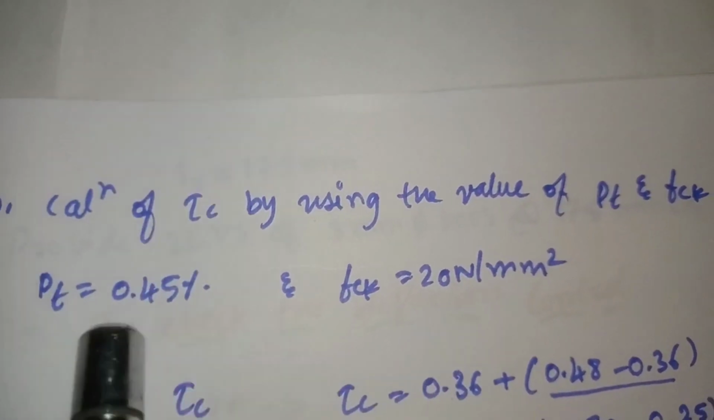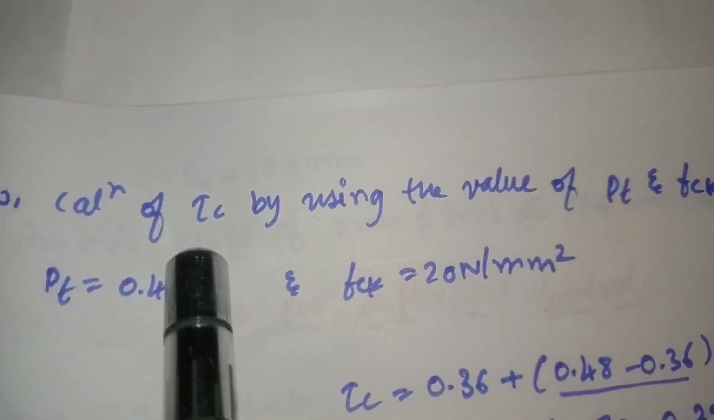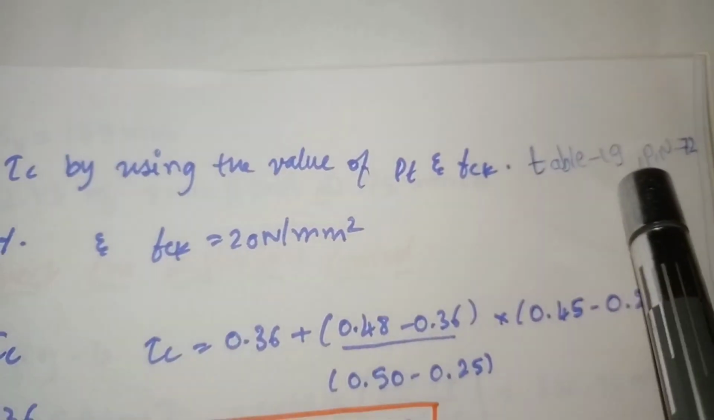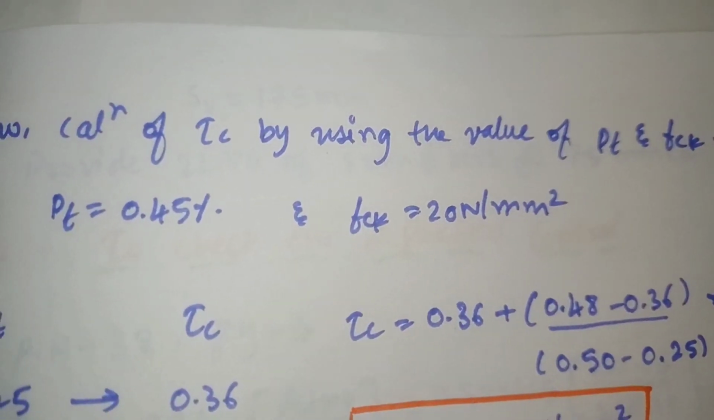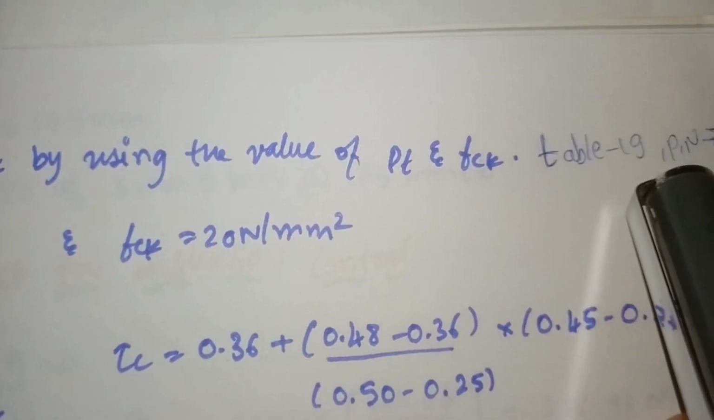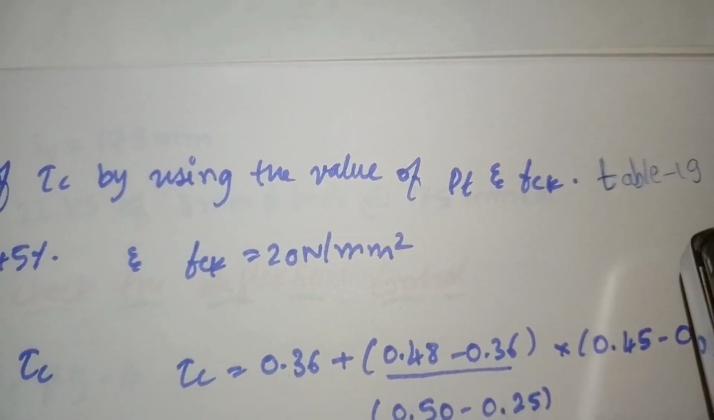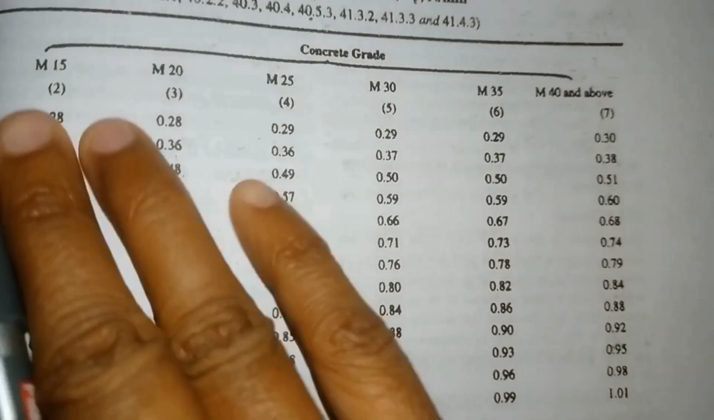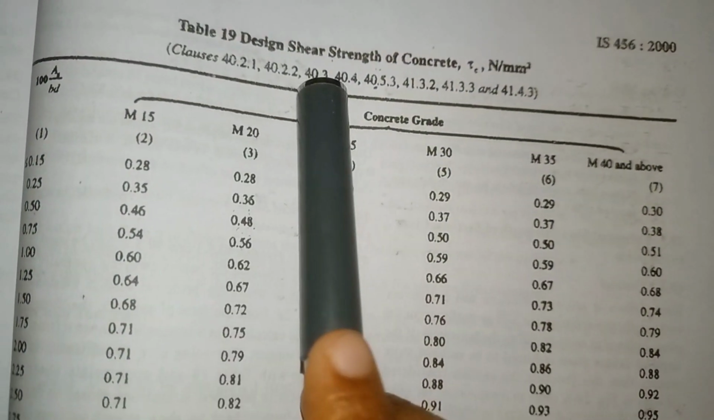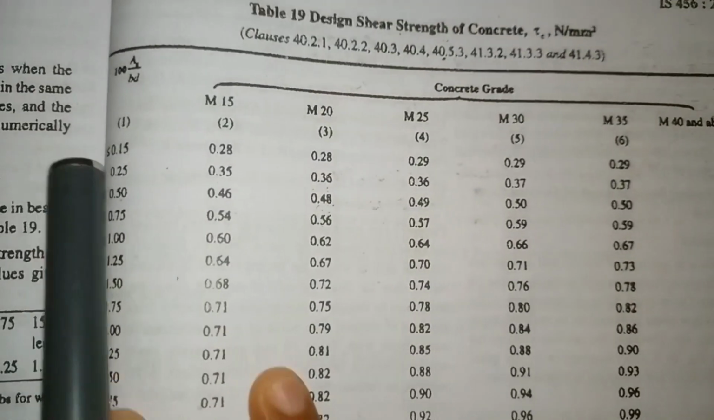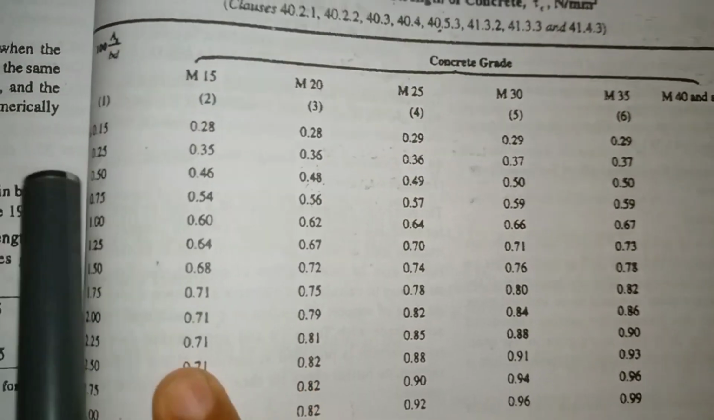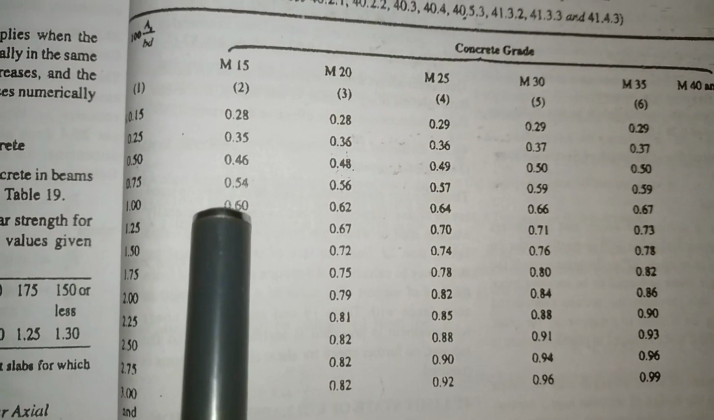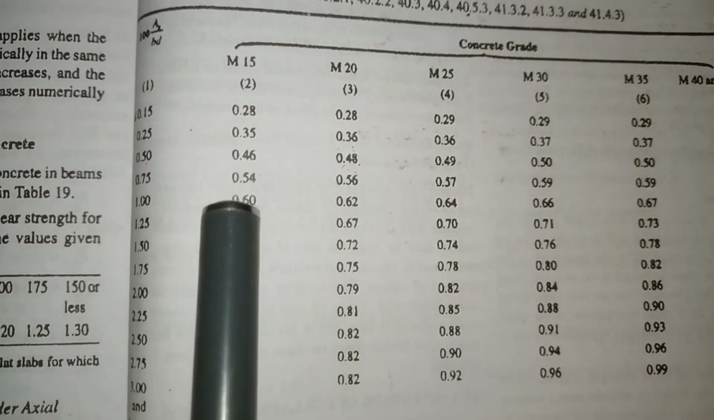So with the help of these two values, we'll calculate the tau C value. For that, again we need to refer to table number 19 on page number 73, not 72, it's 73. This is page number 73 of table number 19. So by using the value of PT and FCK, we'll calculate the tau C value. So how much PT value have we got? 0.45.